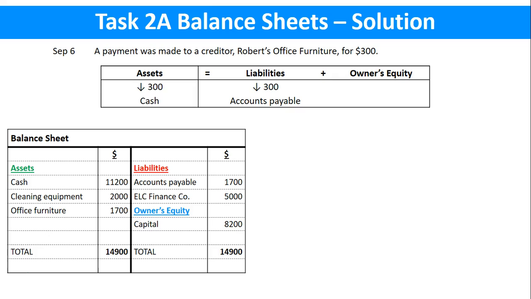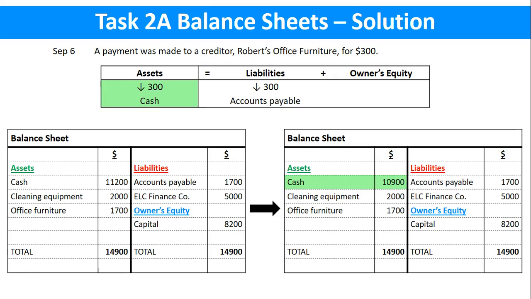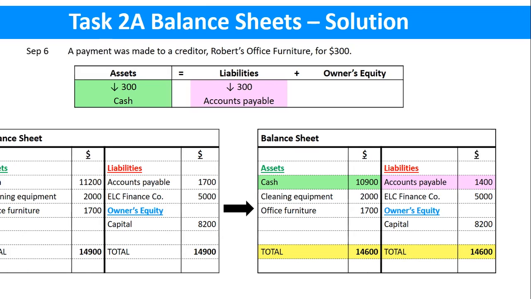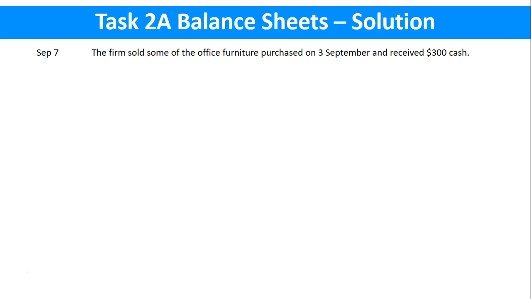There's our balance sheet from the day before. We're going to update that. Going to decrease cash from $11,200. That'll go down to $10,900. And the accounts payable figure needs to go down from $1,700. It's got to go down by $300 to $1,400. Retotal the balance sheet, on the asset side we get $14,600, and if we do it on the equity side, we also get $14,600.